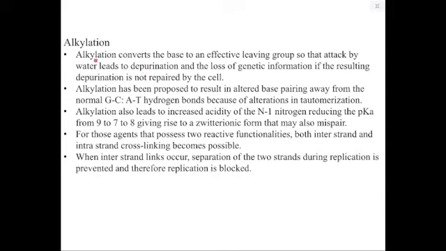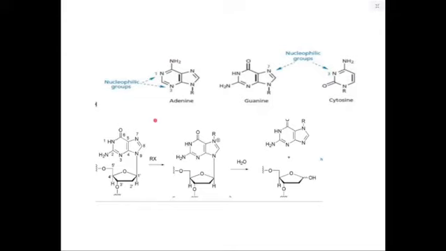Some of the effects of alkylation: alkylation converts the base to an effective leaving group, so that attack by water leads to depurination and the loss of genetic information. That is just what we're saying here. If you attack that group, this is guanine, you can see it has come in with electron deficiency, so this position becomes positive. It has an influence on the whole molecule and makes this molecule very unstable. And therefore, because there is always water, it will lead to depurination.